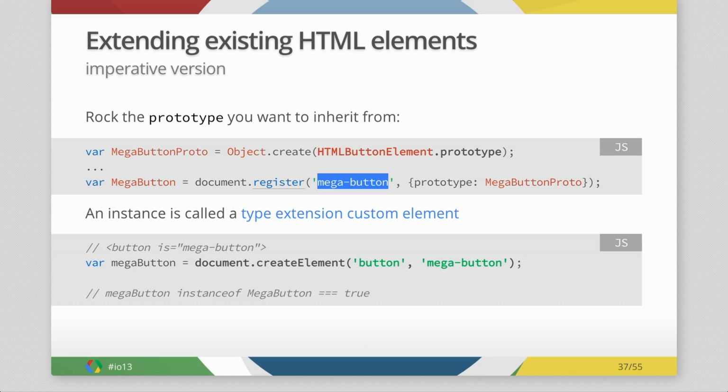These are called type extension custom elements, so the button is syntax. And there's actually a new overloaded version of document.createElement. And the first argument you give it is the thing you want to create, so the button.